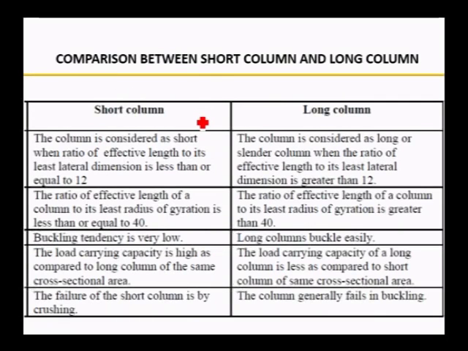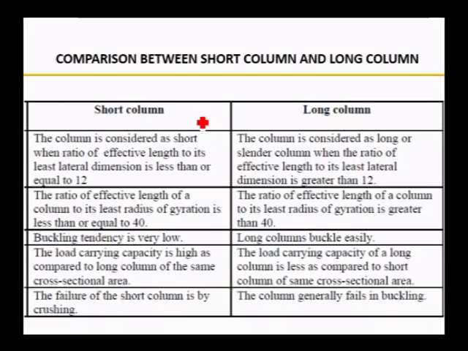Let us look at the difference between a short column and a long column. A column is considered short when the ratio of effective length to its least lateral dimension, the slenderness ratio, is less than or equal to 12. If the slenderness ratio is greater than 12, it is called a long column.